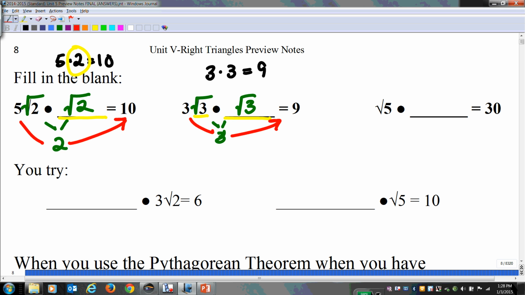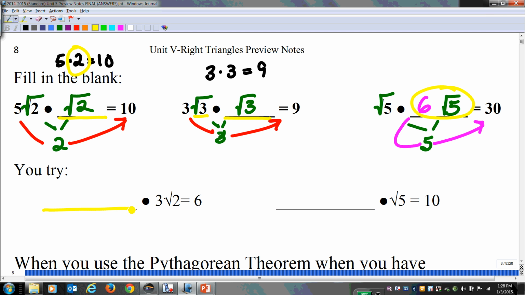Now this last one gets a little trickier. We know we need to cancel that root 5 with another root 5. But root 5 times root 5 just gives us 5, and we're trying to get 30. So we ask ourselves, what times 5 is 30? The answer is 6. And then 6 times 5 is 30. So the blank here is 6 root 5. Ready? You do these blanks on your own. Pause the video, do the work, restart.